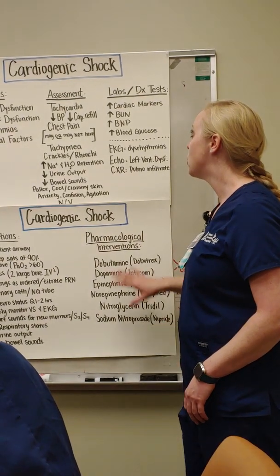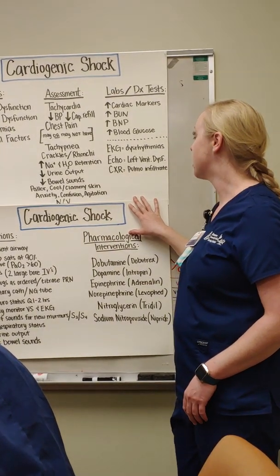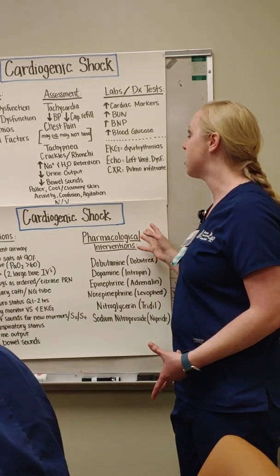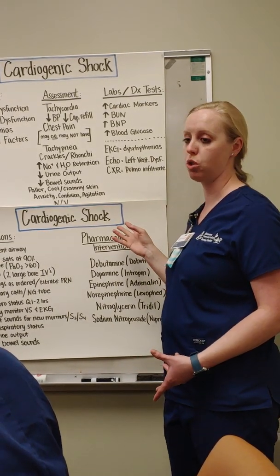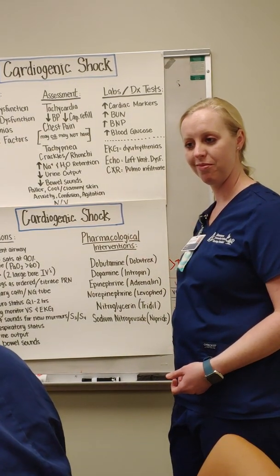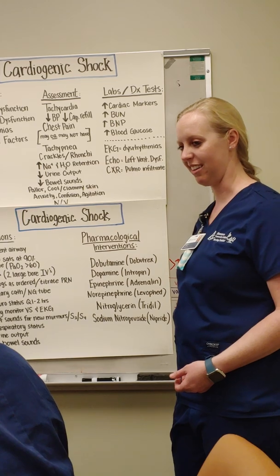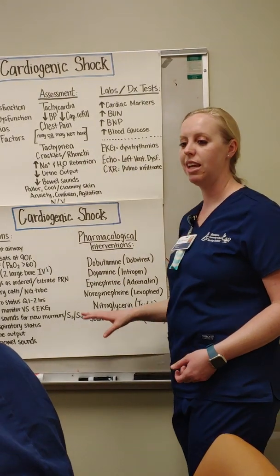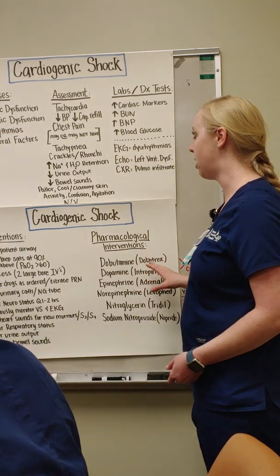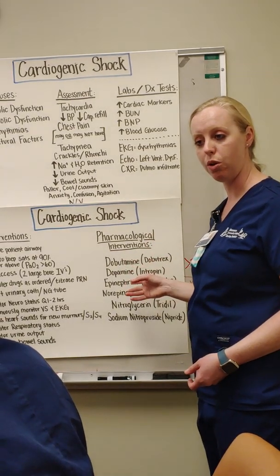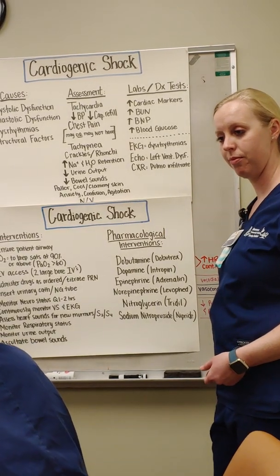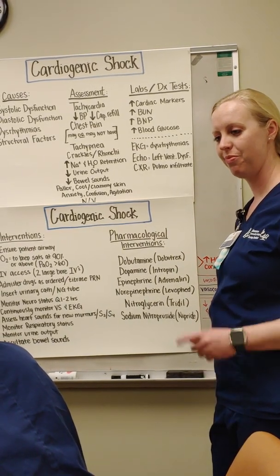Now moving on to labs and diagnostic tests. First of all, you're going to see an increase in your patient's cardiac markers when they have cardiogenic shock. Is that like the troponin and the CK-MB? Exactly. You're also going to see an increase in your BUN, an increase in BNP, and an increase in blood glucose. Okay, so the BNP is increased because there's some damage with the heart.